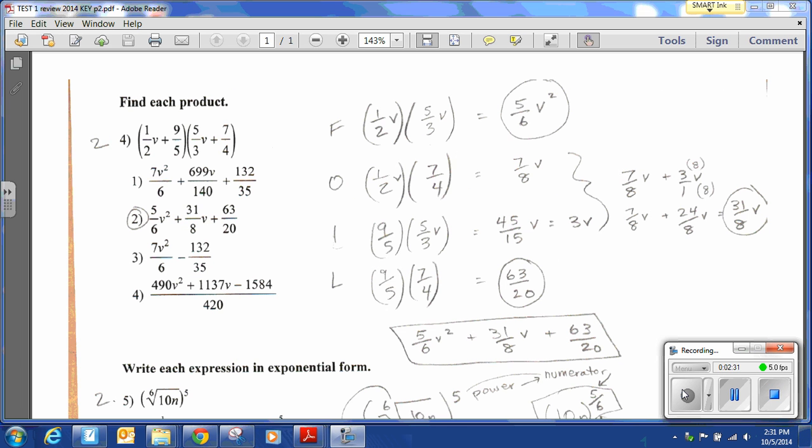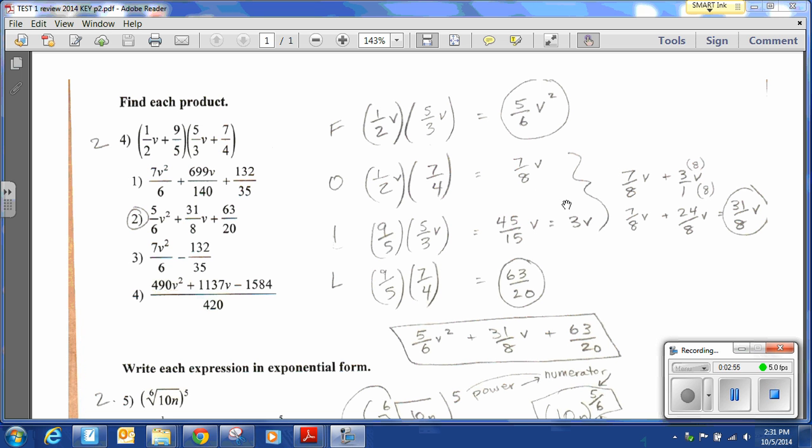3 is the answer. Number 4, we have to FOIL. So we multiply the first two terms. Multiplying fractions is very easy. You multiply straight across. 5/6 v squared. The outer terms, 1/2 times 7/4, we get 7/8 v. The inner terms, 9 times 5 is 45, 5 times 3 is 15v. This is reducible down to 3v.